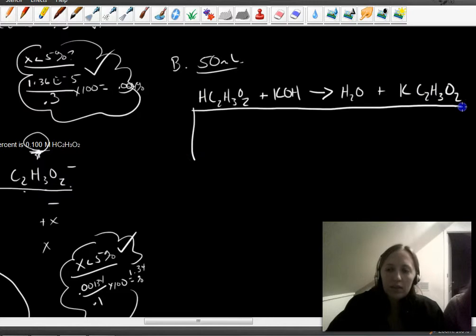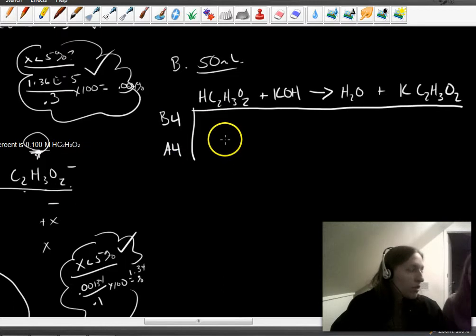And this is not an equilibrium chart. This is a stoichiometry before and after chart. The things that go in a stoichiometry chart are moles.